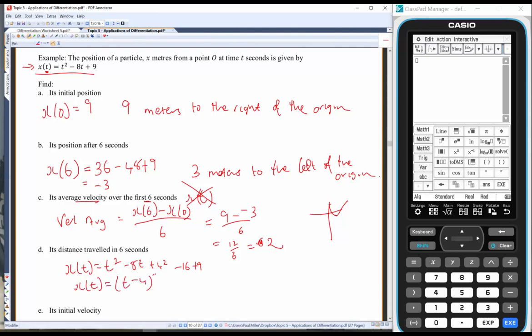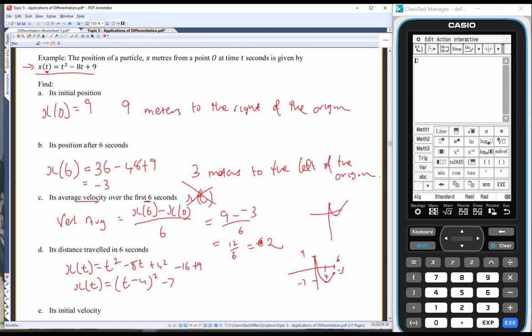Take 4, all squared, what's that? Negative 16 plus 9, negative 7. Okay, so at 4, it's at negative 7, and at 0 it's at 9, so it goes down to there. Try that again. It goes down to the turning point, comes back up, and at 6 it was negative 3.